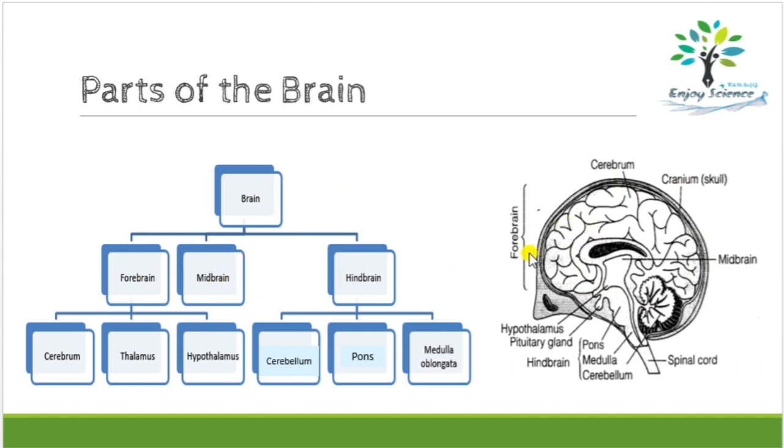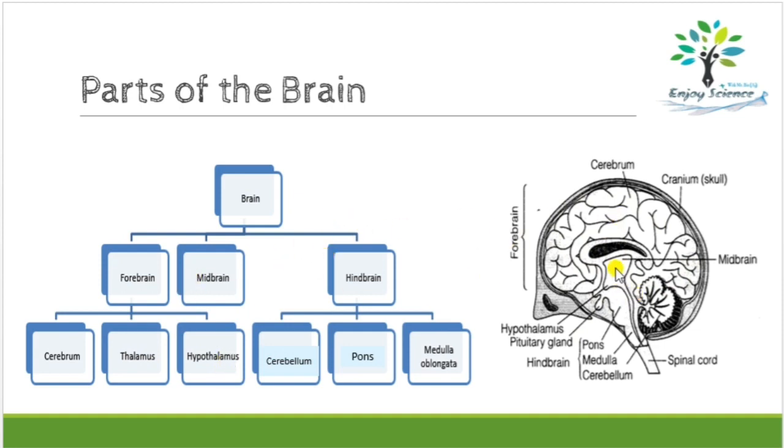Okay, you can see the forebrain. The forebrain in turn is made up of the cerebrum, thalamus, and hypothalamus. You can see here, this is the forebrain, and this is the cerebrum actually. The forebrain also consists of the thalamus, hypothalamus, and pituitary glands. Now, about the thalamus and hypothalamus glands, we will study in the next video.